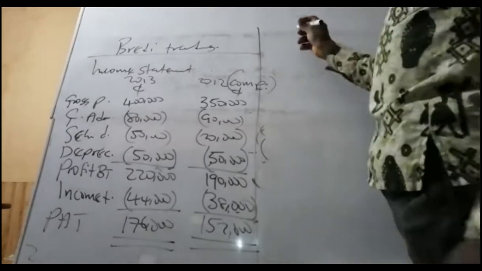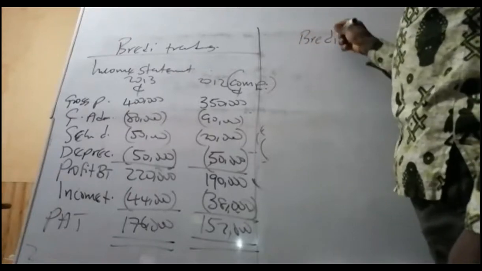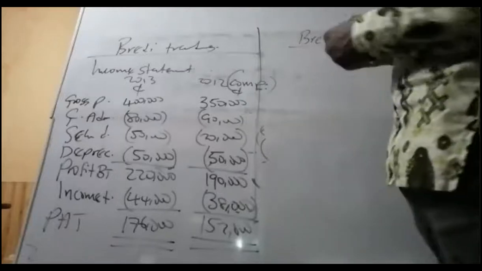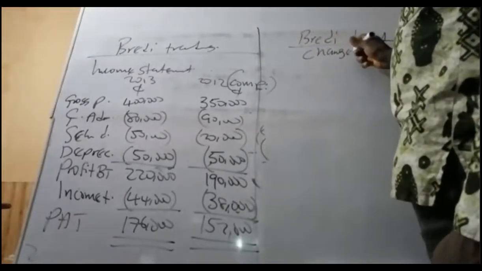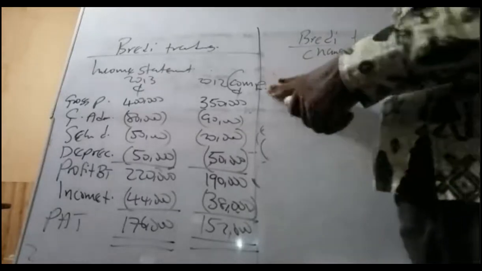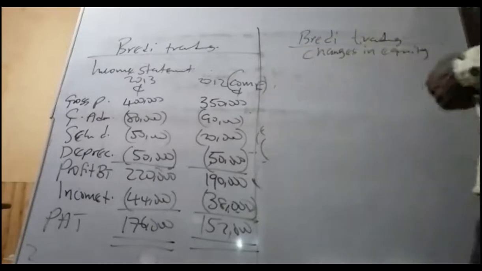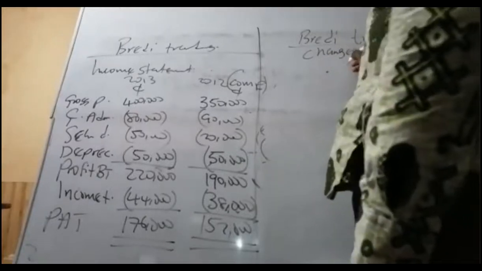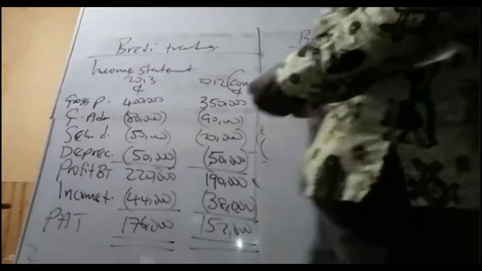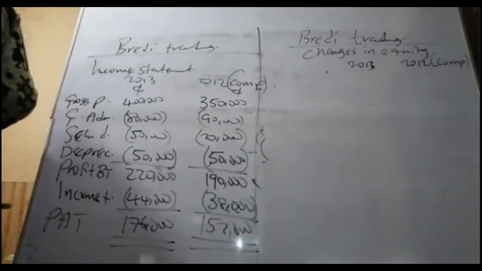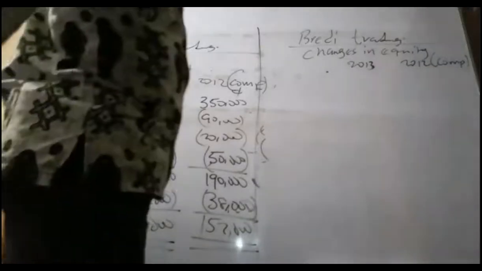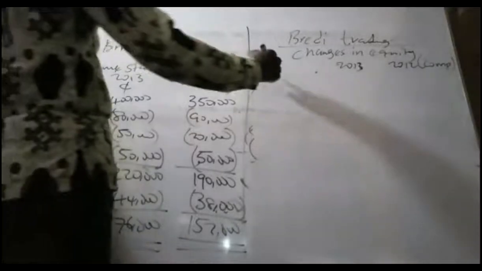Again, Ready Trading. The name of the company, very important. Ready Trading. Changes in equity. Then I'll have current year 2013. I'll have 2012 comparative. 2012 is comparative. Okay. Then I'll start. Open balance.